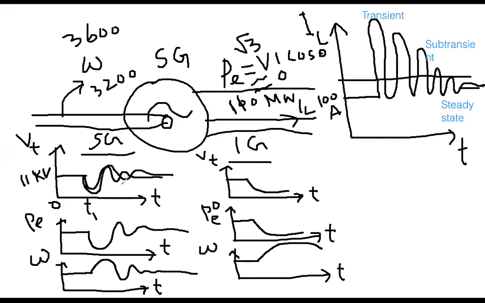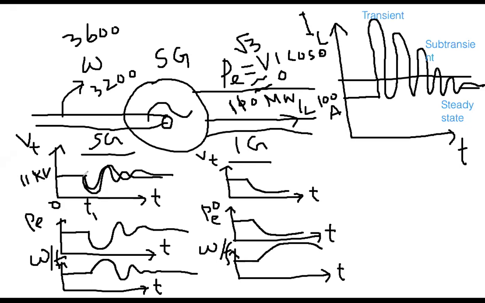You see, this is the answer. These three curves, Vt, P, and omega. Vt is terminal voltage, P is the real power, and omega is the speed. Speed slash frequency, actually it will be the same thing. So you have to draw these curves. That is the answer to that question.